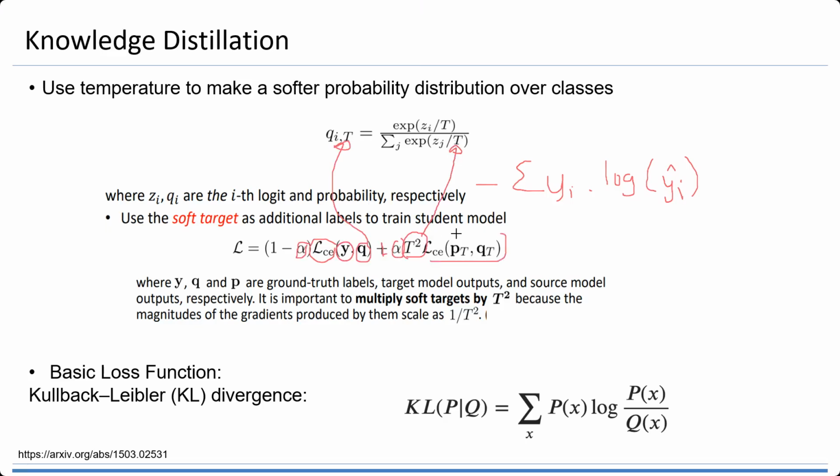And again, we want to get the cross entropy from P and Q. P is the source model output and Q is the target model output. It is important to multiply soft targets by T to the power of 2 because the magnitude of the gradient produced by them scales as 1 divided by T to the power of 2.